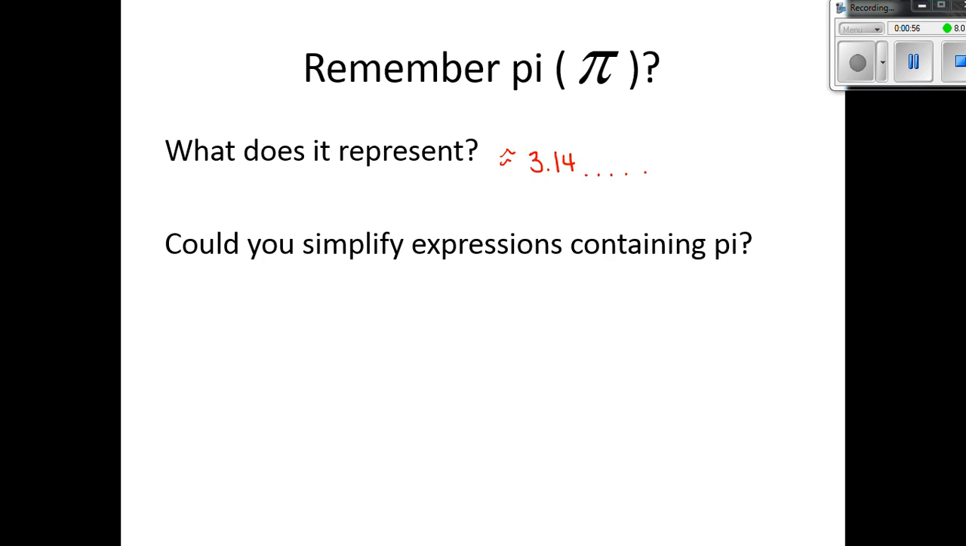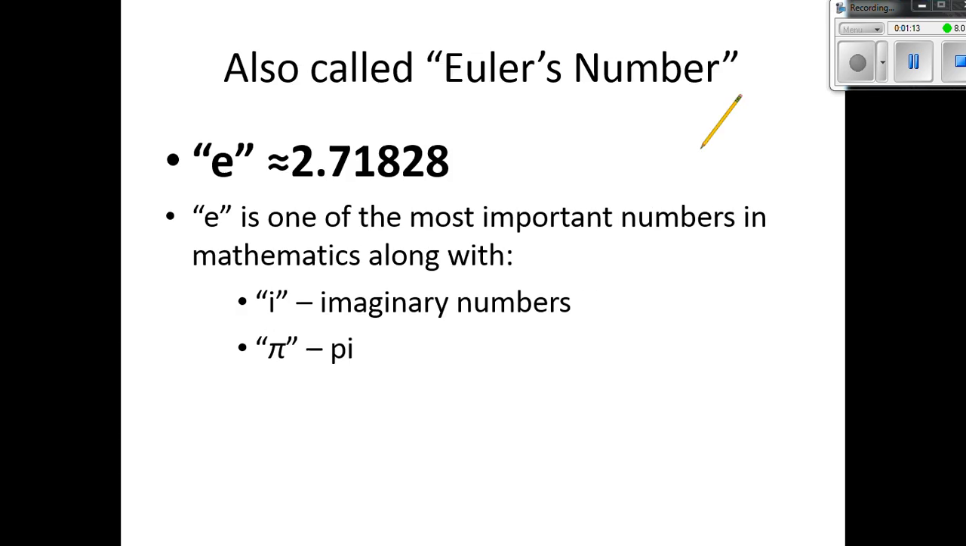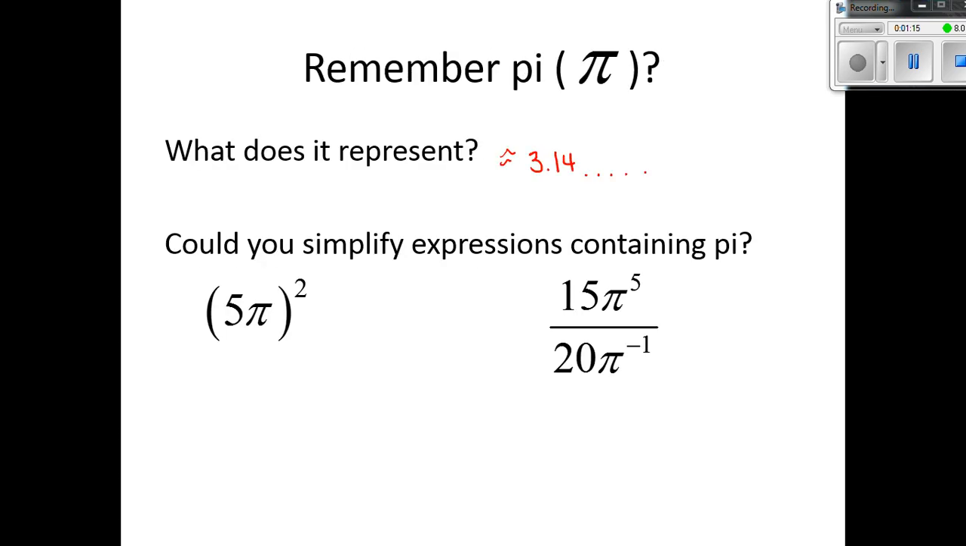Now, if I were to ask you if you could simplify expressions containing pi, I would hope you could say yes. In geometry, you had to leave things in terms of pi all the time. So if I had 5 pi quantity squared, what would that mean? That would mean 5 pi times 5 pi. Well, that's 25 pi squared.